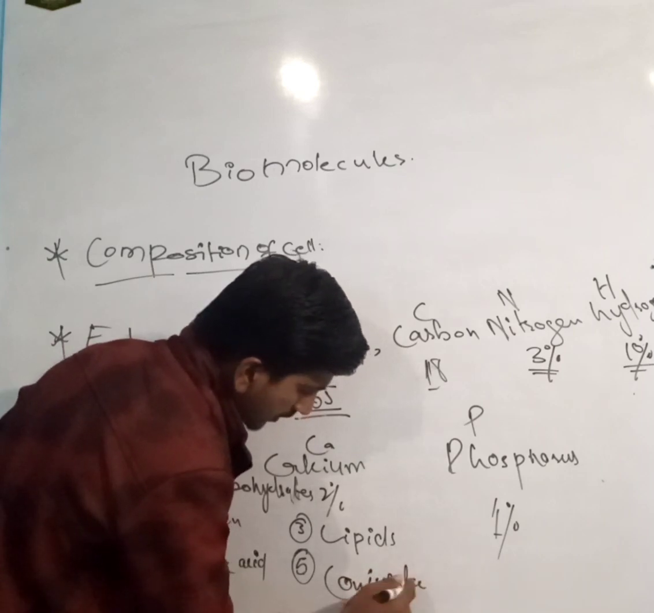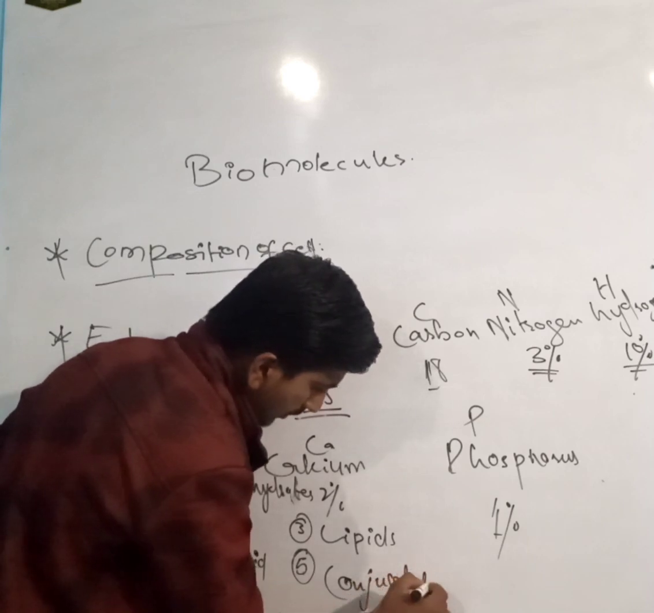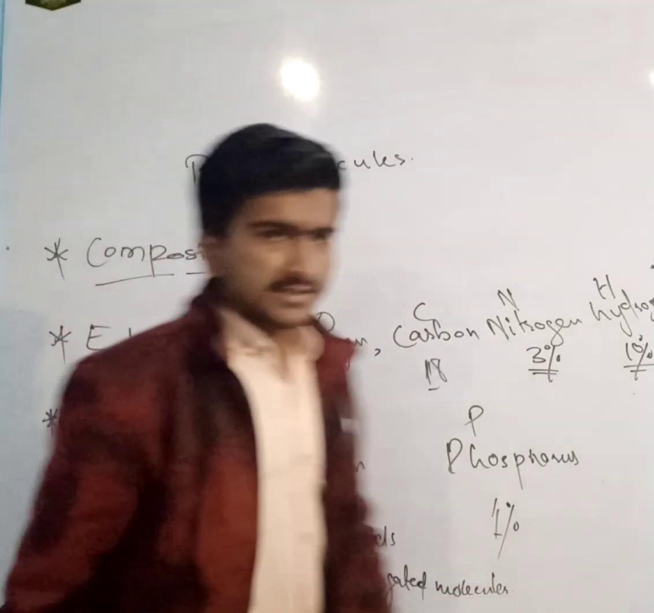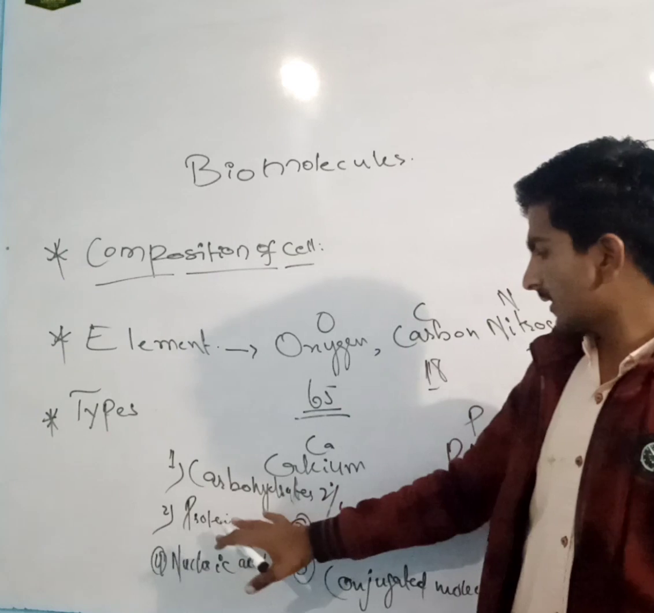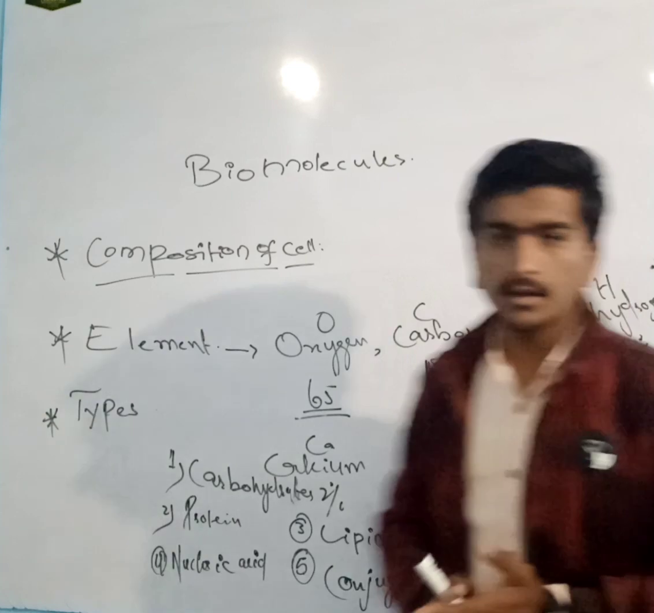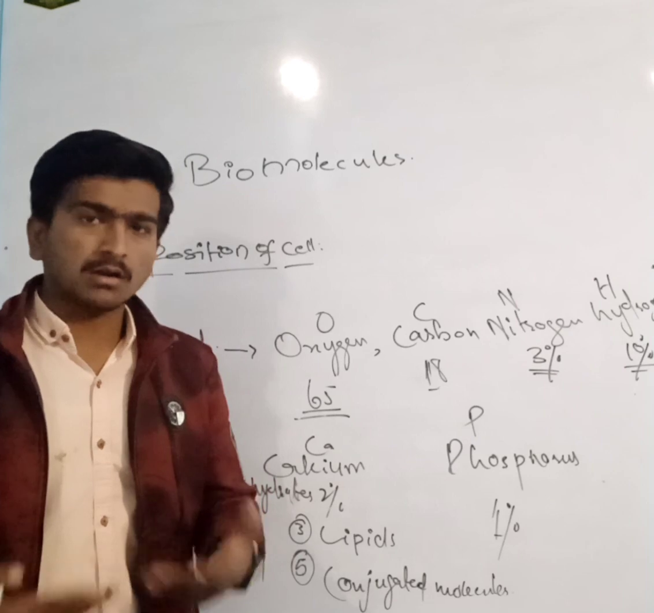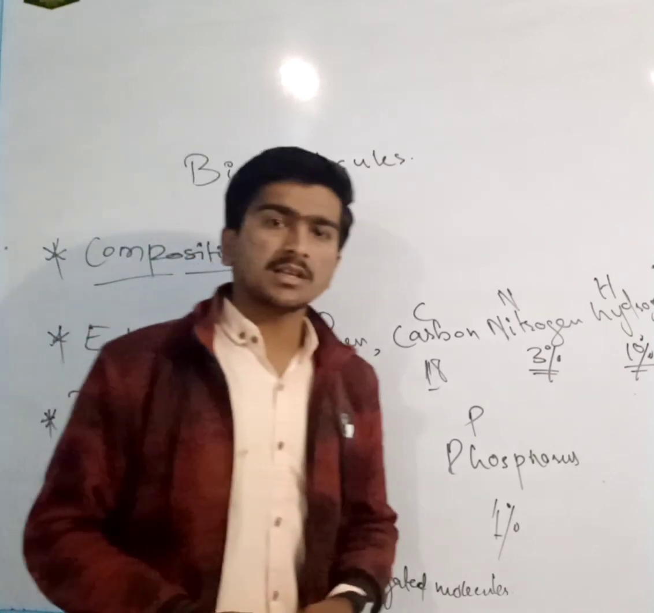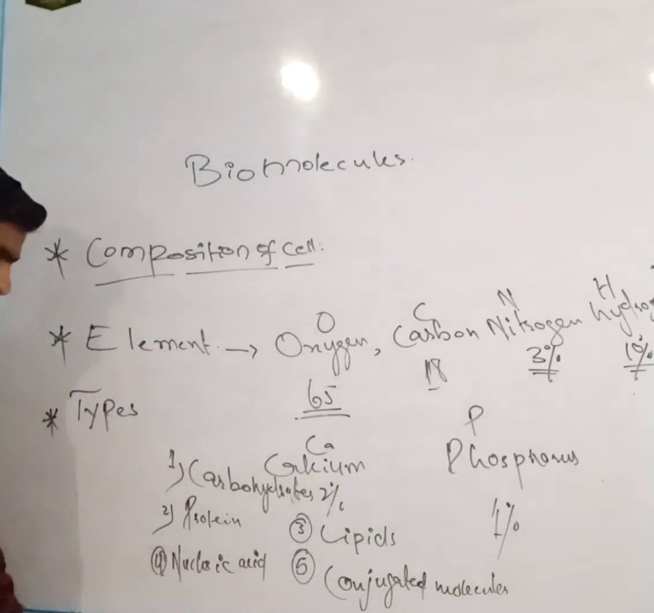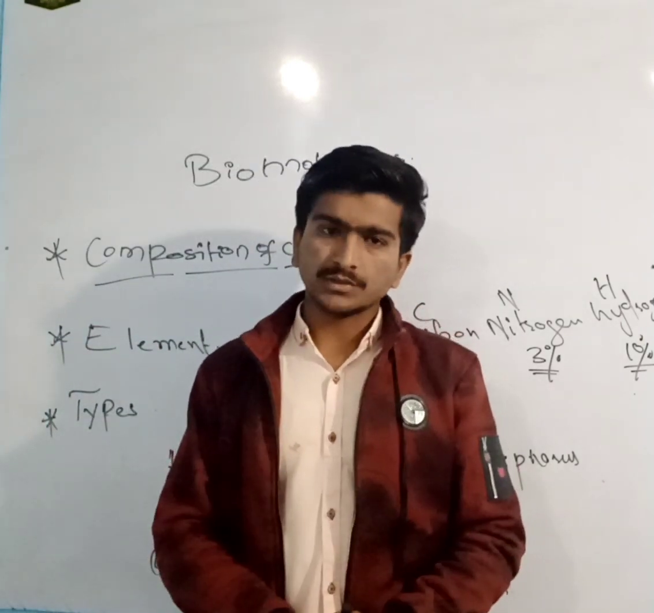means combination of two or more molecules, we can say conjugated molecules. Dear students, these are the biomolecules: carbohydrates, protein, nucleic acid, lipids, and conjugated molecule. These are the 5 biomolecules by which we all are made up, by which a human body and other organisms are also made, and we get energy from these biomolecules.